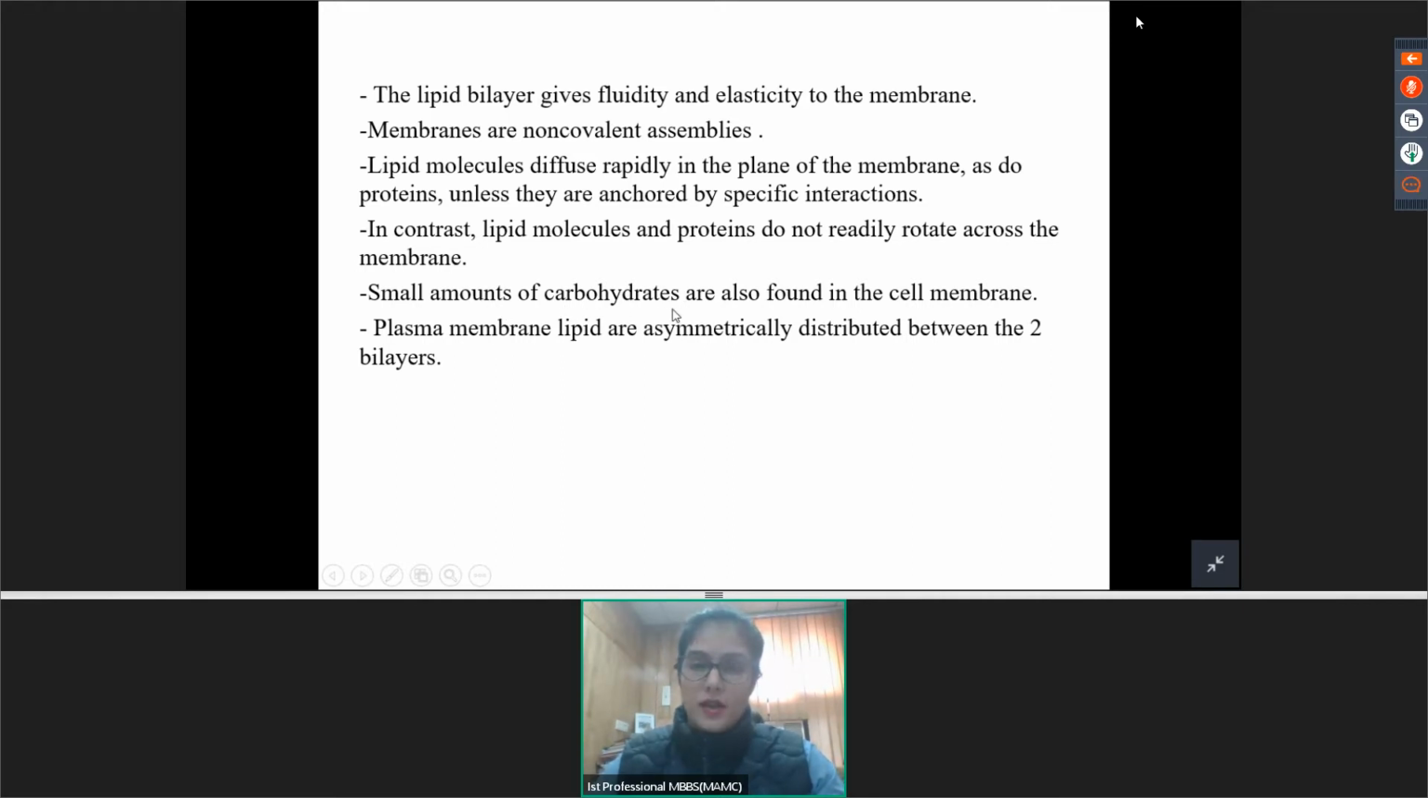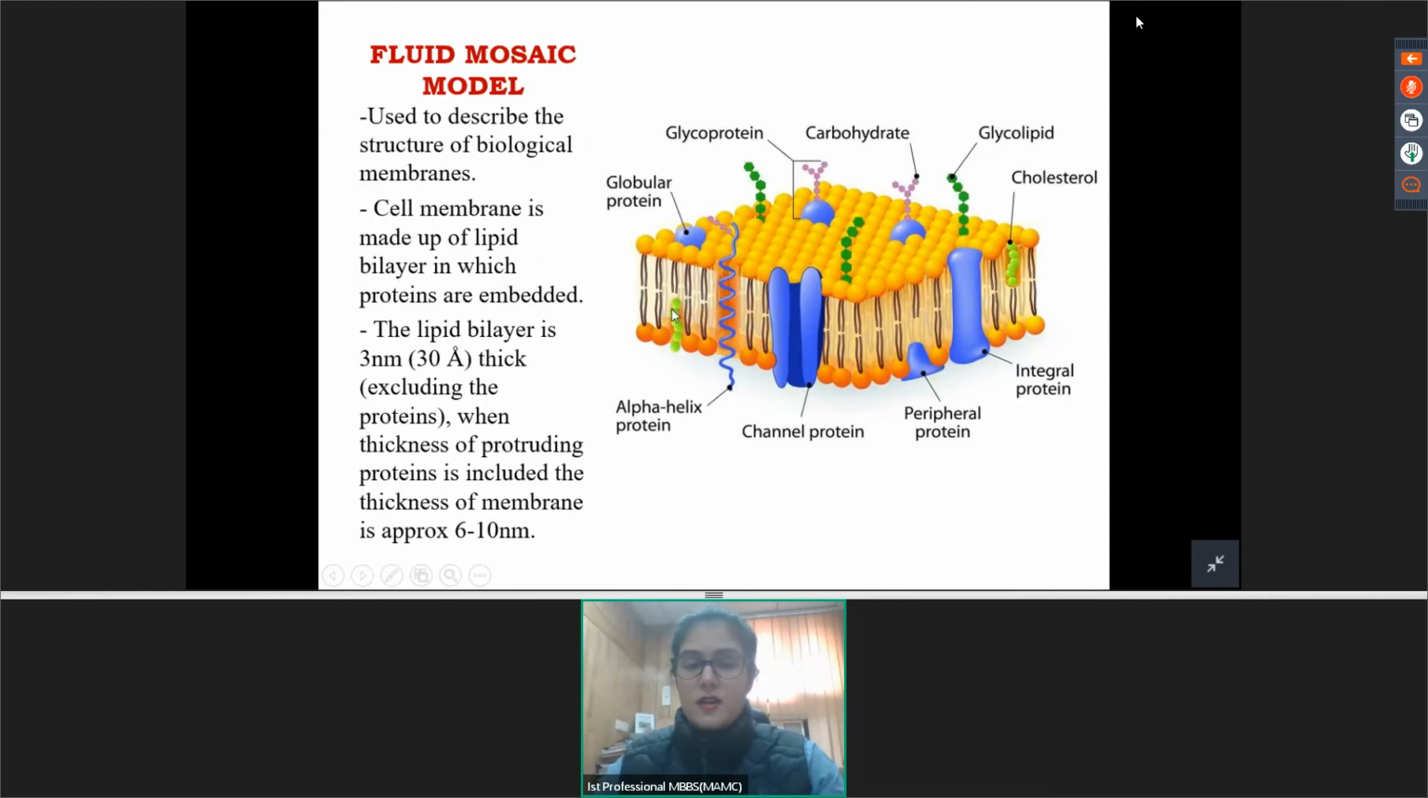Small amounts of carbohydrates are also present in the cell membrane. So you see these glycoproteins and glycolipids. These are carbohydrate residues. These are usually seen in the outer leaflet. Glycolipids and glycoproteins, you usually get to see them in the outer leaflet of the cell membranes.